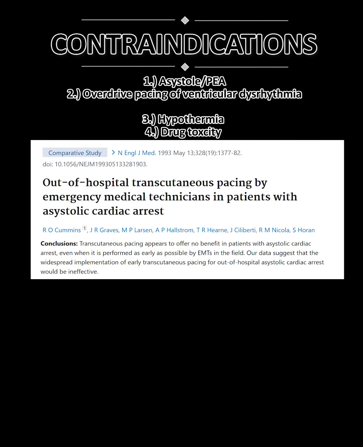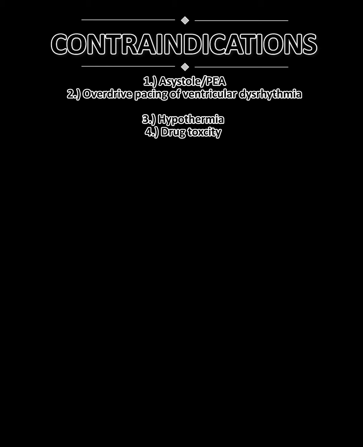It is contraindicated in asystole or PEA because it isn't effective in these rhythms. It is also contraindicated when doing overdrive pacing because of the proarrhythmic potential for that procedure. The other two considerations are hypothermia and drug toxicity, where pacing is probably likely to be ineffective. There are two key complications: pain, discomfort and anxiety being the first, that we address with reassurance and our fentanyl midazolam infusion, which we'll talk about later, and failure to capture, which we'll talk about in the troubleshooting.